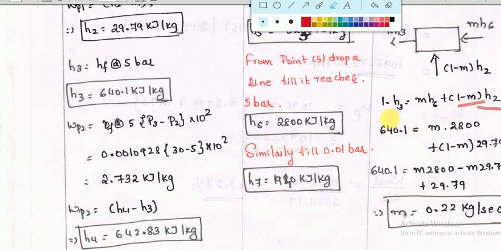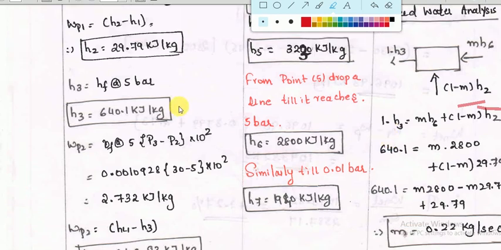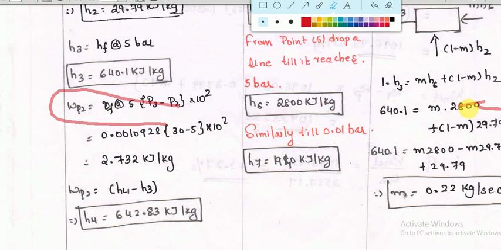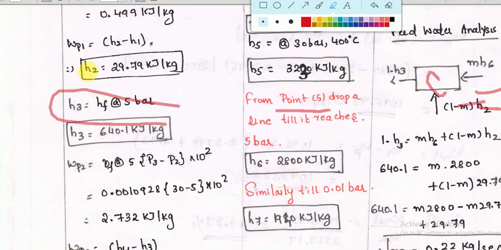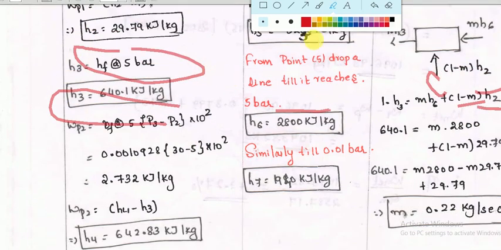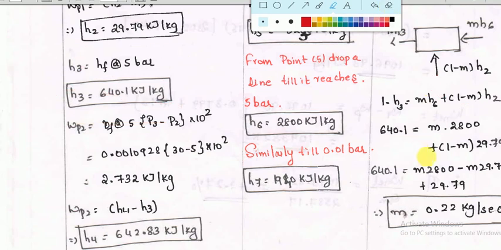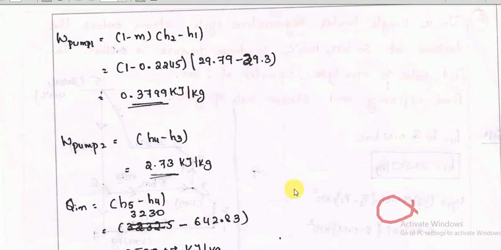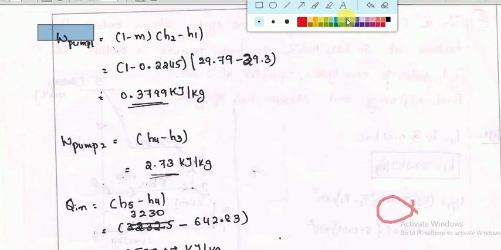H3 we have already noted down from the thermodynamics data handbook, and M we need to find. H6 we know from the Mollier chart. H2 we know from the thermodynamics data handbook. We have calculated it. Now we will substitute the values and find the value of M. After finding the value of M, we can move ahead with our problem. First we will calculate the work of pump 1.